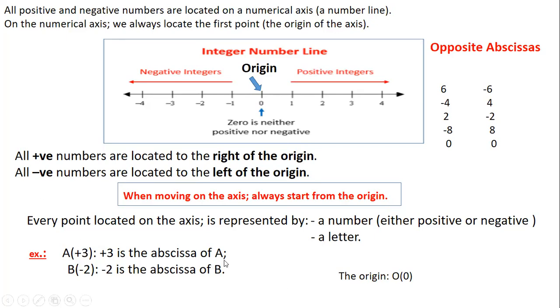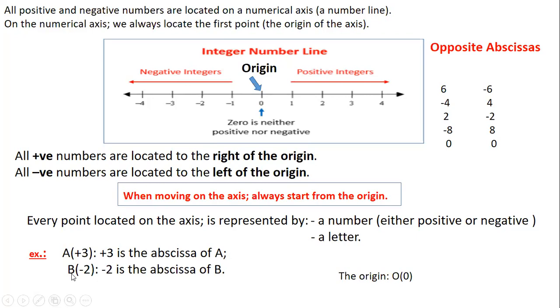Let's look at these examples here. For example, if I give you a point A (+3), how do we read it? Listen to me carefully. We don't say parentheses. We read it as: A has +3. What do we call the number that represents the point? We call it an abscissa. Never forget this name. So we say A has an abscissa +3. So +3 is the abscissa of A.